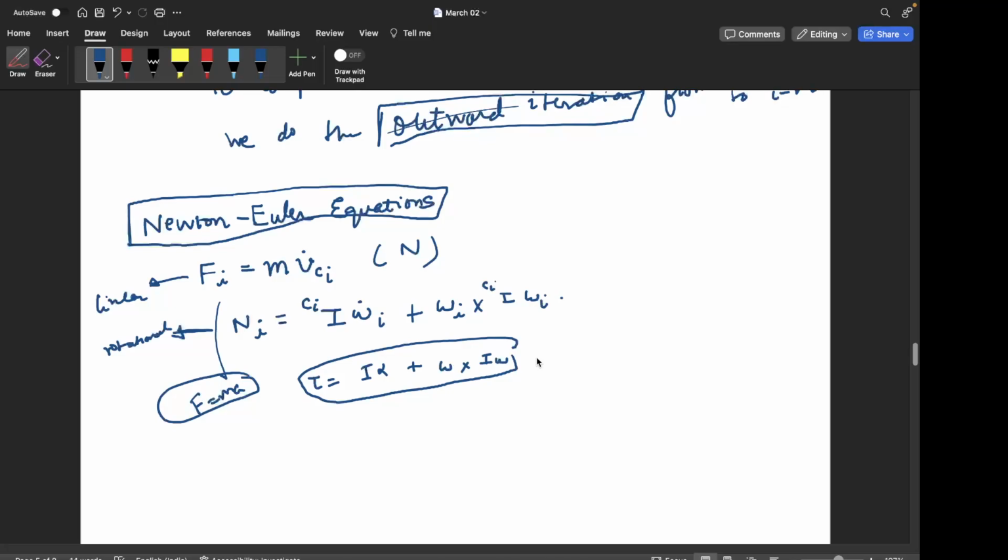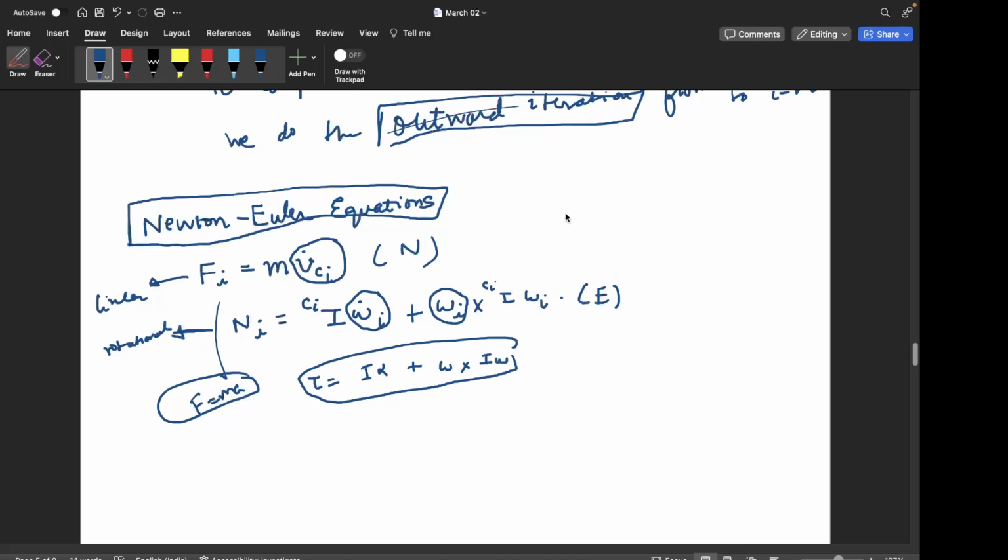Okay. So once we have these Newton-Euler equations, and we have the quantities, right? We have v dot ci for each link after outward iteration. We have this omega dot i, and omega i. So we have all these quantities. And the inertia matrix we can always calculate, once we know the dimensions and masses and all.